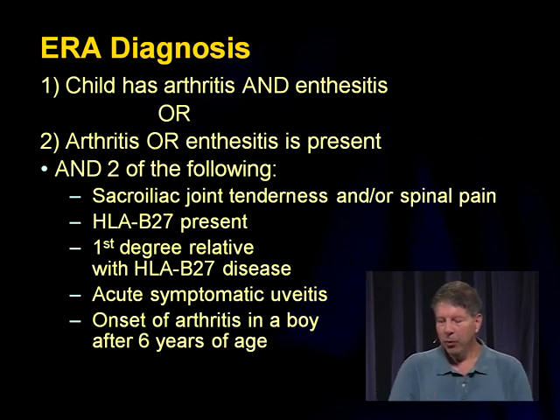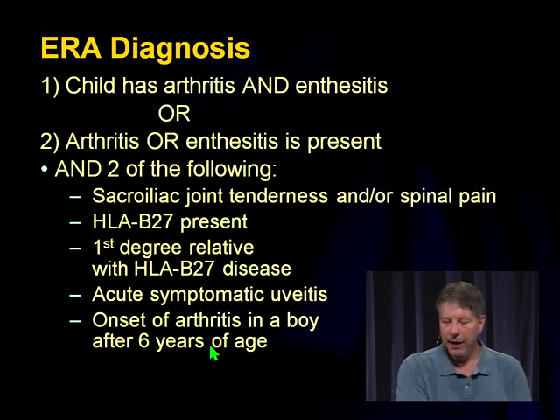they have arthritis, or they have enthesitis, and they have two of the following. And so if they have sacroiliac joint tenderness and HLA-B27, they have a first-degree relative who's HLA-B27 positive, acute uveitis, or onset of arthritis in a boy after 6. So this is if they give you a boy who has arthritis and they're 10 or 12, you want to be thinking about it, okay, but make sure that the history fits, and that's what happened with our first case, right? Everything fit with him.